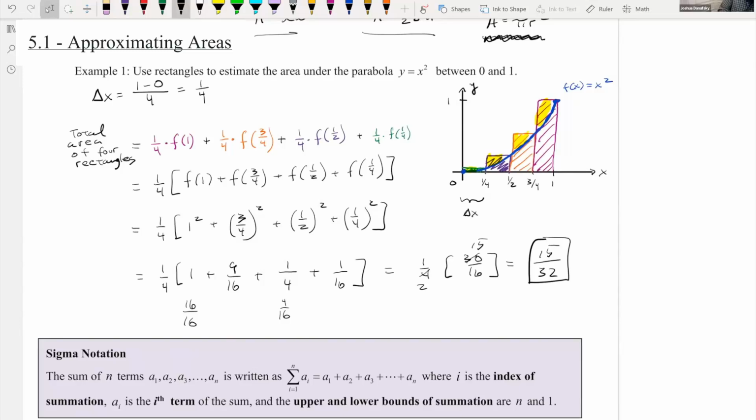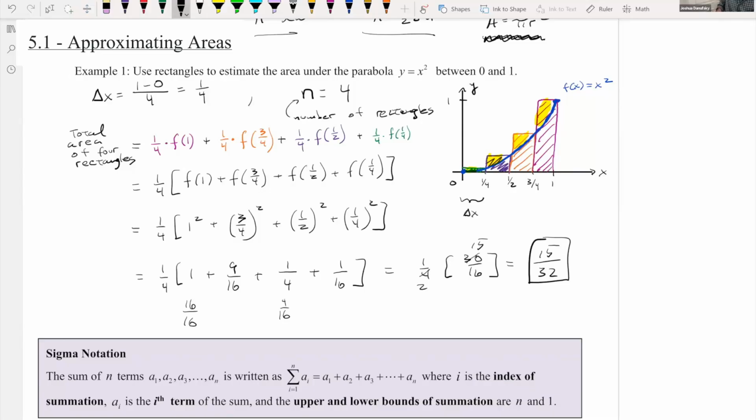Another thing I want to add real quick before we move on from this is in this whole section and in the next, the letter N is going to equal the number of rectangles, okay? So N is the number of rectangles.